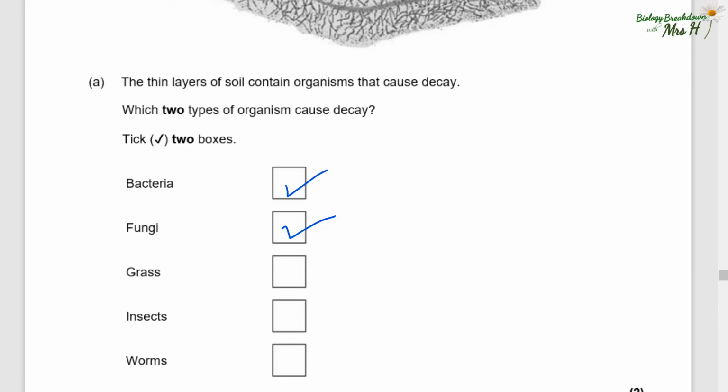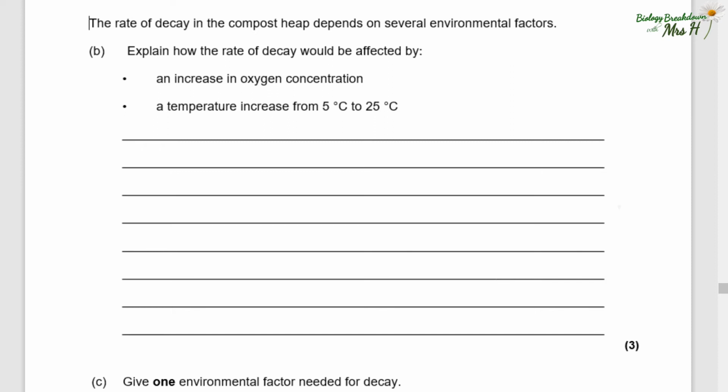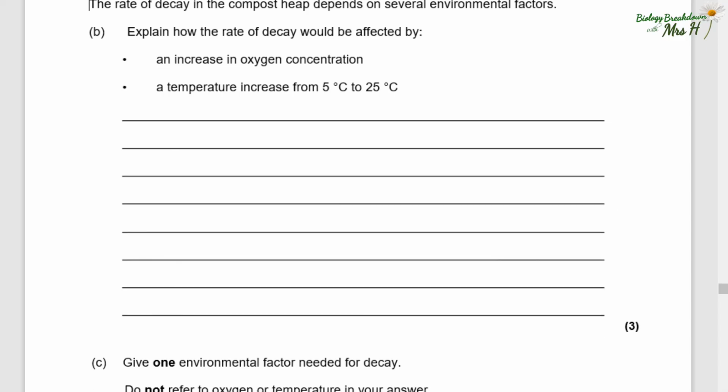Insects and worms do break down materials, but they do that because they eat it, they consume it, and they use enzymes inside of their bodies to break it down. So that is digesting and not decay. The rate of decay in the compost heap depends on several environmental factors. Explain how the rate of decay would be affected by an increase in oxygen concentration, a temperature increase between 5 to 25 degrees C. So it's not getting too hot, so we don't need to worry about denaturing or anything like that in this particular question.